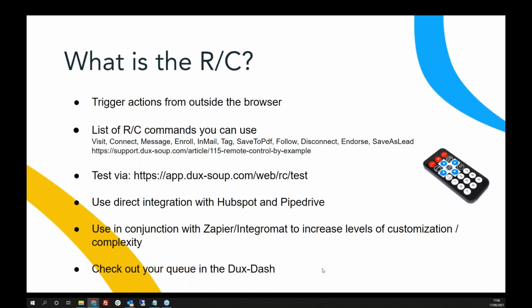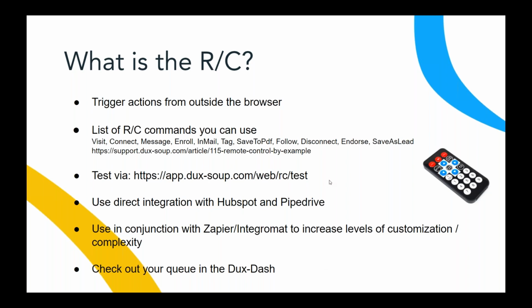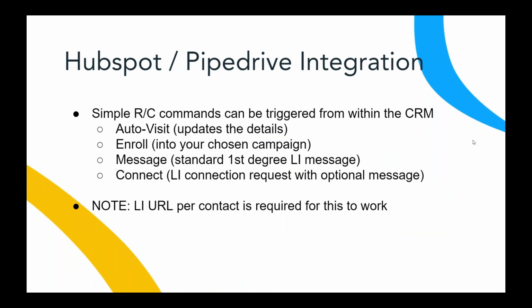So just to go into a little bit more detail then on HubSpot and Pipedrive. These simple remote control commands can be triggered from within the CRM. You can carry out auto visits, you can enroll people into your chosen campaign, you can message them, which is basically sending a standard first-degree LinkedIn message, and you can send connection requests with also the optional connection request message going there. That can be done from both HubSpot and Pipedrive. I'll demo that very shortly.